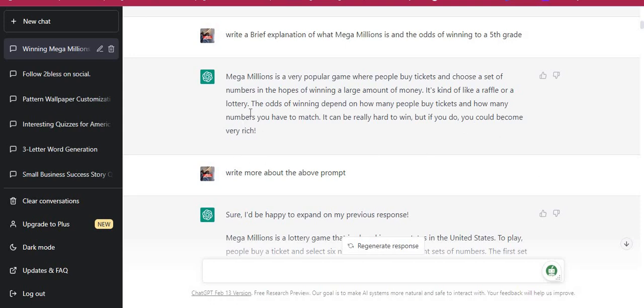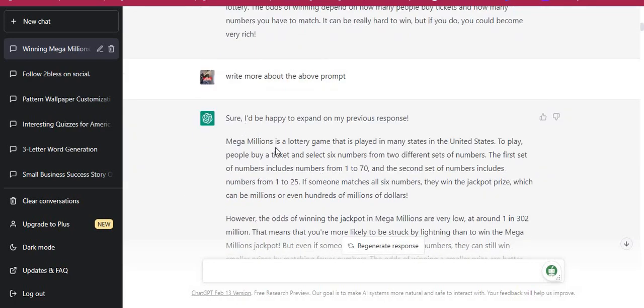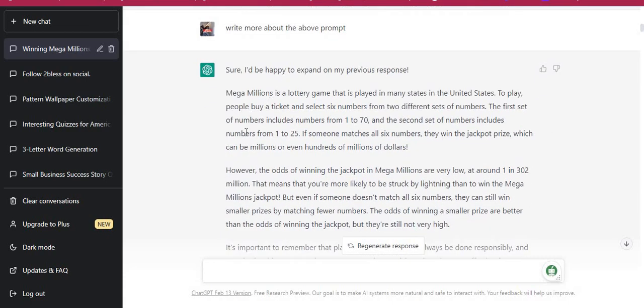So this was very short. So I said you should write more details. You can see it went on and wrote more details. It said, sure, I will be happy to explain more on my previous response. You can see what it then wrote. Mega Million is a lottery game that is played in many states in the United States.